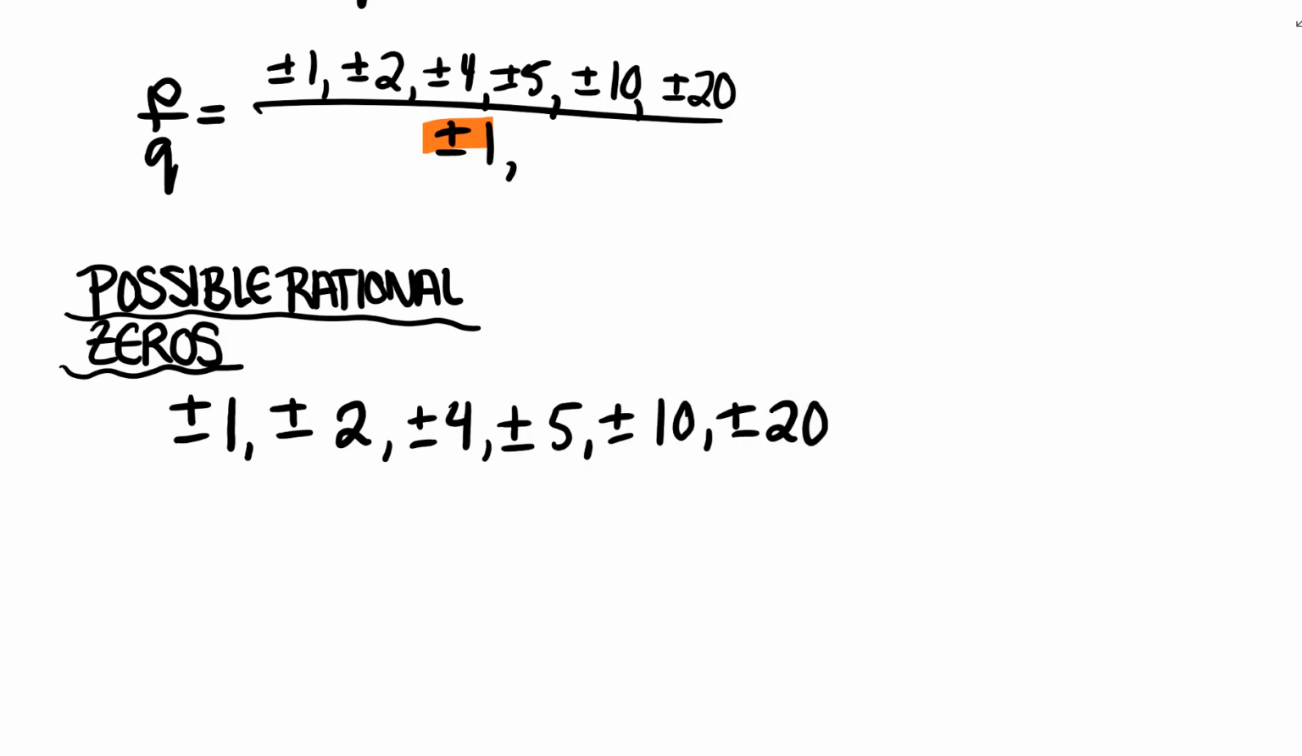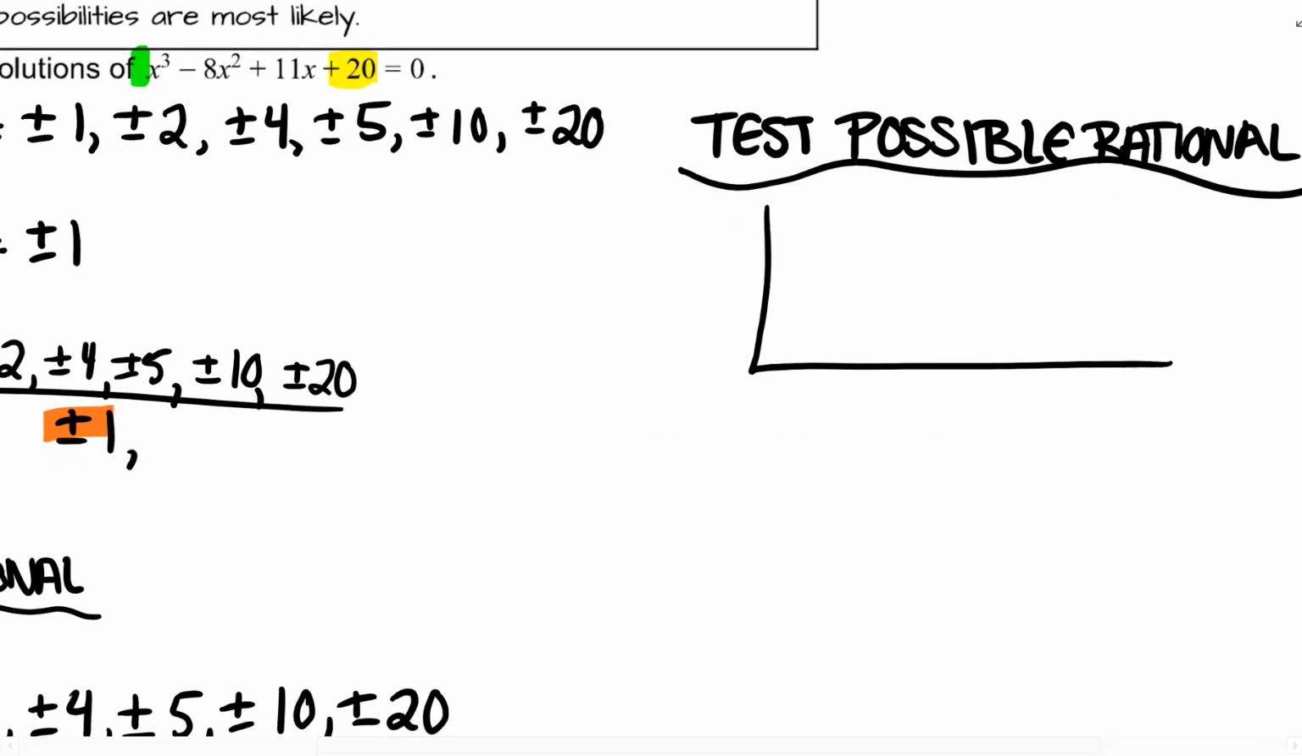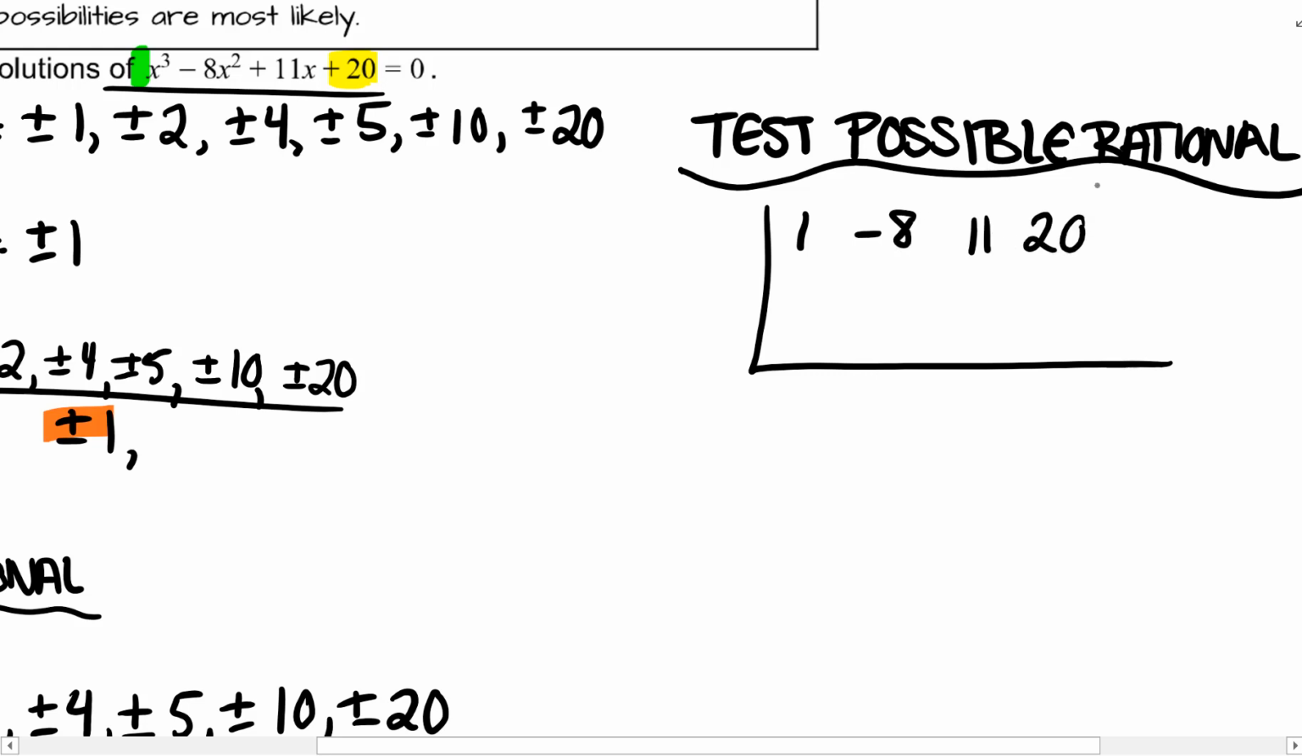Now it's time to find the actual rational zeros. How do you find the actual rational zeros? You use synthetic division for each of these in order to determine whether each is a zero of the polynomial. So I'm going to use synthetic division to divide this beginning polynomial, which has coefficients of 1, -8, 11, and 20. I'm going to divide it by my first possible rational zero, which is positive 1.